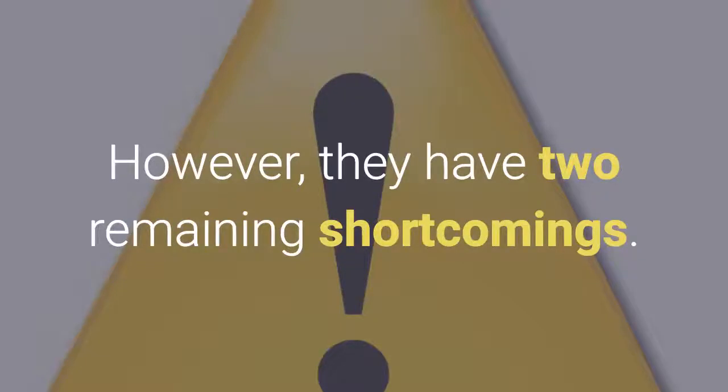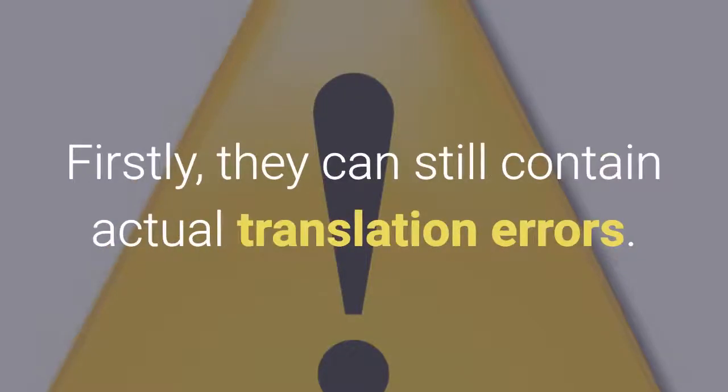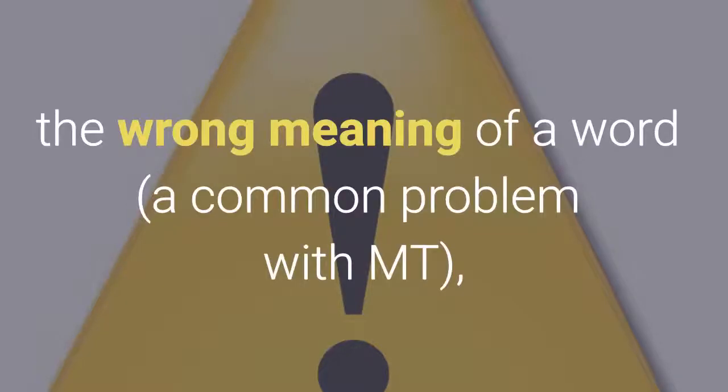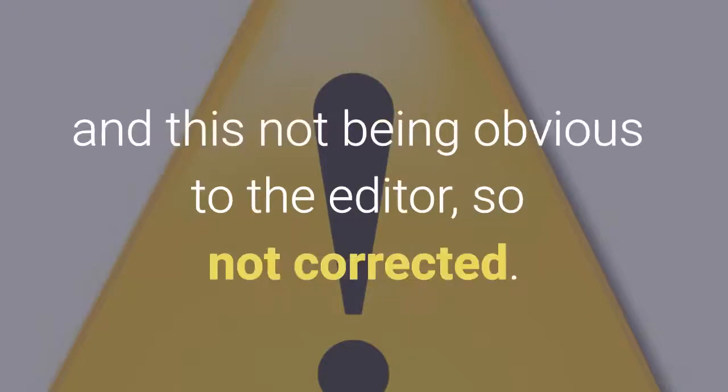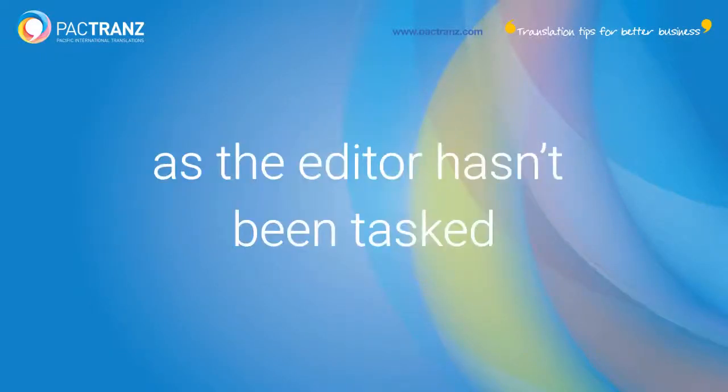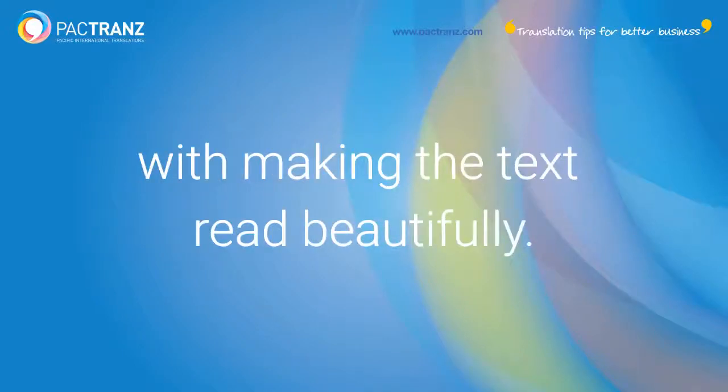However, they have 2 remaining shortcomings. Firstly, they can still contain actual translation errors. This is caused by the machine choosing the wrong meaning of a word, which is a common problem with machine translation, and this not being obvious to the editor, and so not being corrected. And secondly, the wording won't be completely natural, as the editor hasn't been tasked with making the text read beautifully.